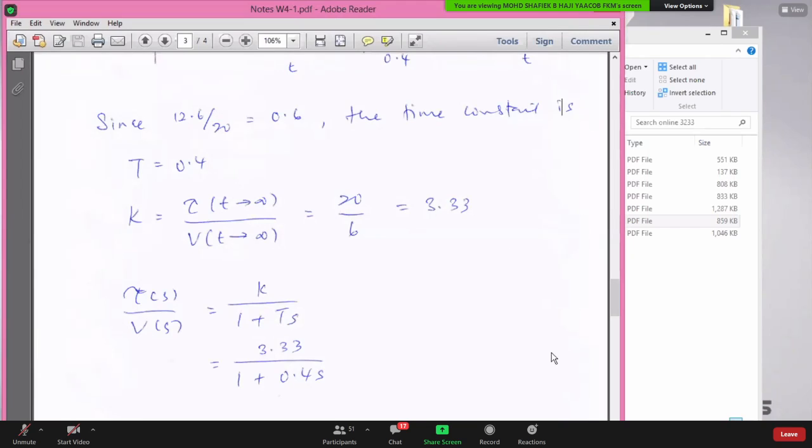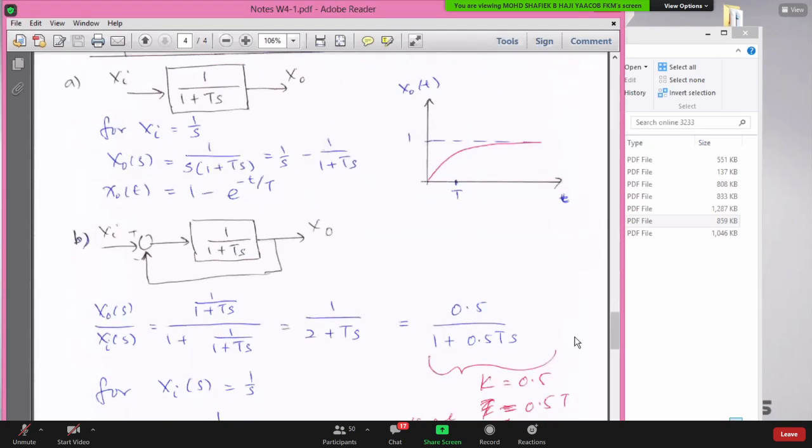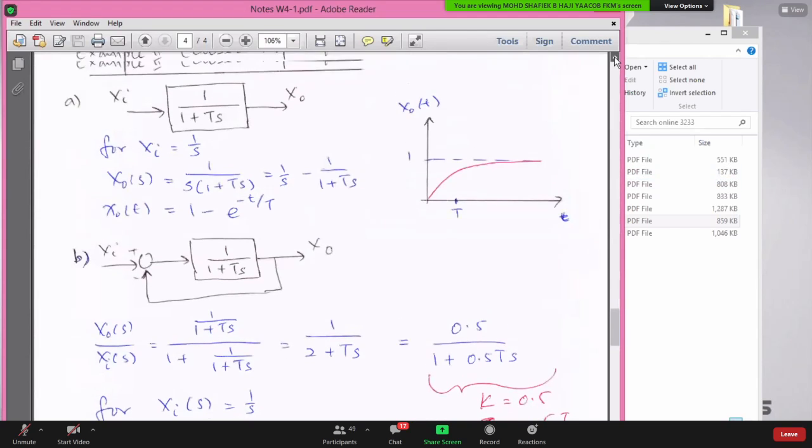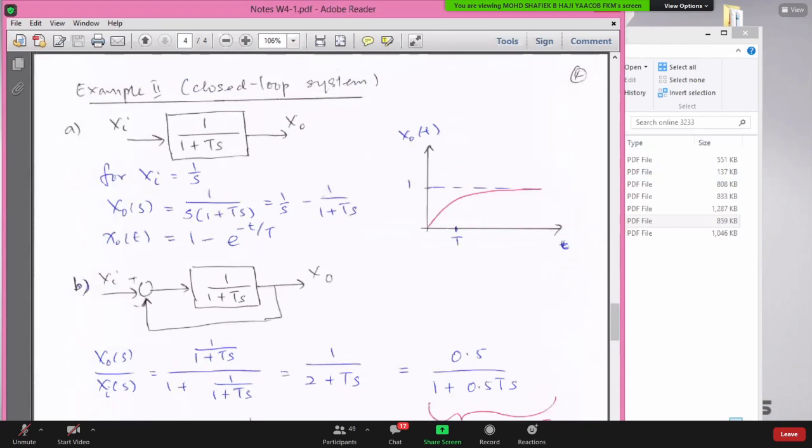Now I'm going to show you the difference between the closed loop and the open loop response of a first order system. All right. So, example of a closed loop first order system.